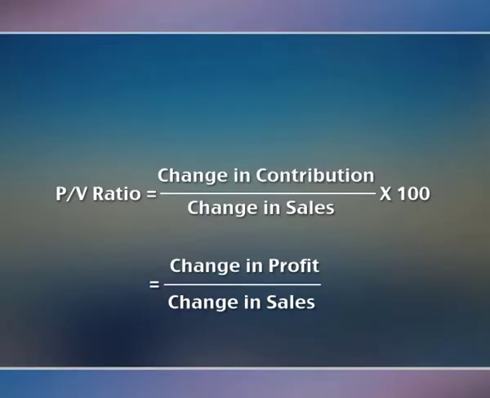The ratio can also be shown by comparing the change in contribution to change in sales or change in profit to change in sales. Any increase in contribution obviously would mean increase in profit, as fixed expenses are assumed to be constant at all levels of production. P by V ratio is equal to change in contribution divided by change in sales into 100, which is equal to change in profit divided by change in sales.